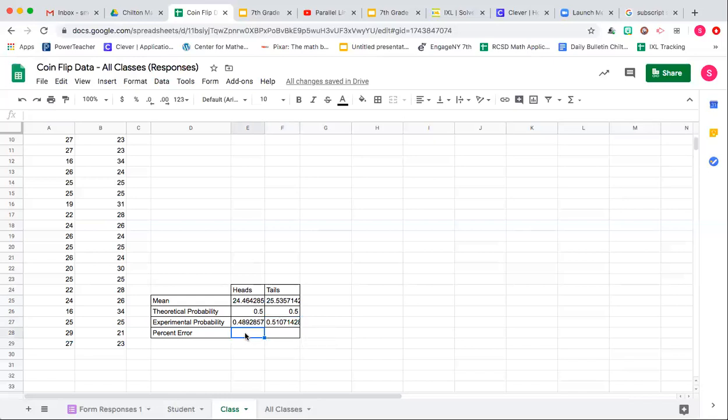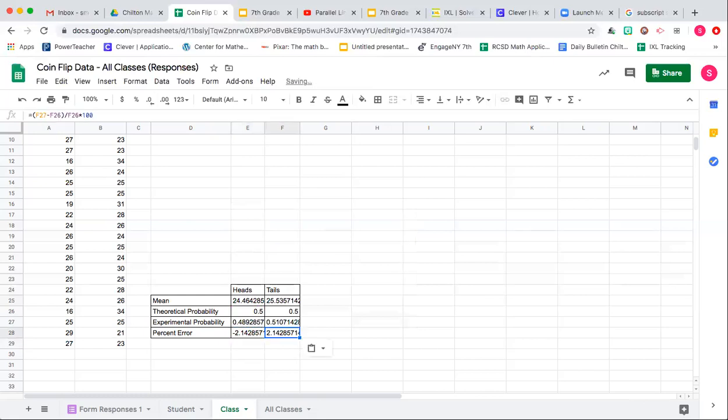So let's go ahead and find the percent error now. Remember, the smaller the percent error, the more accurate, the closer the experimental probability is to the theoretical probability. So here we are going to do the experimental, which is in E27. I do need parentheses around this. Minus the theoretical, which is E26. And then we divide by the theoretical, which again is E26. And then we multiply by 100 to get the percent. All right, so it's about 2%. The percent error is about 2%. That is super, super low.